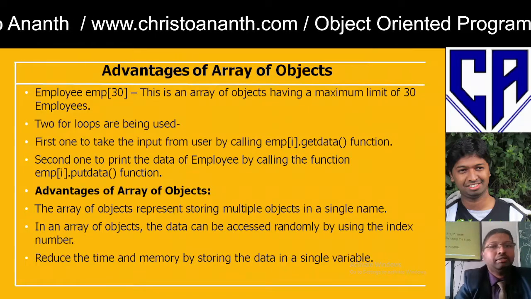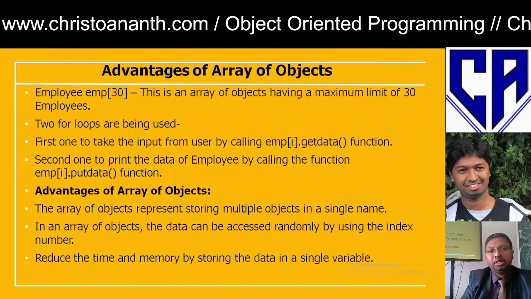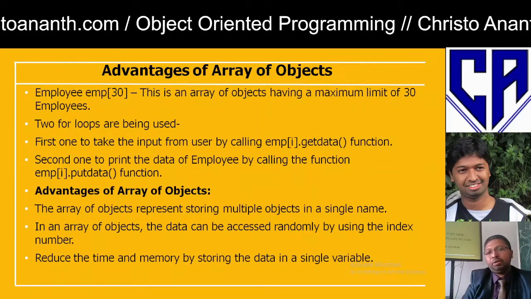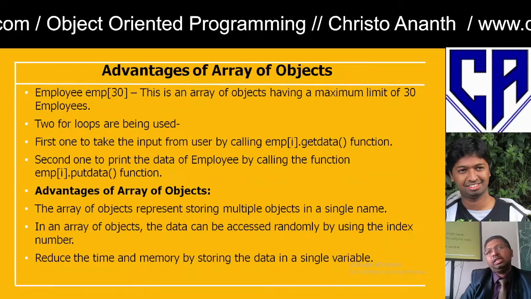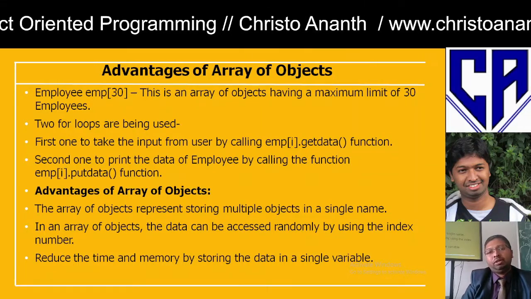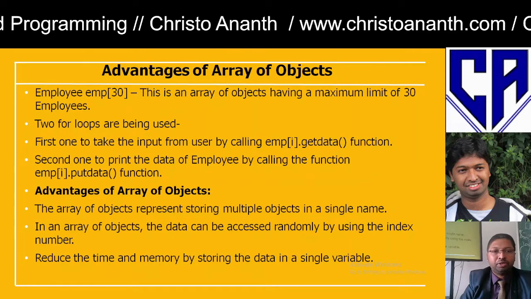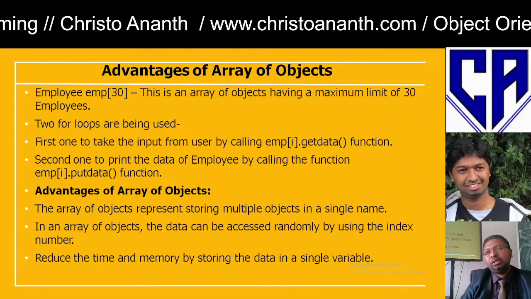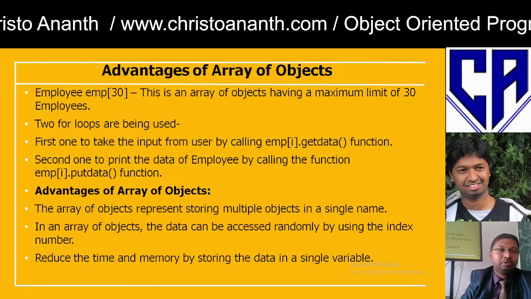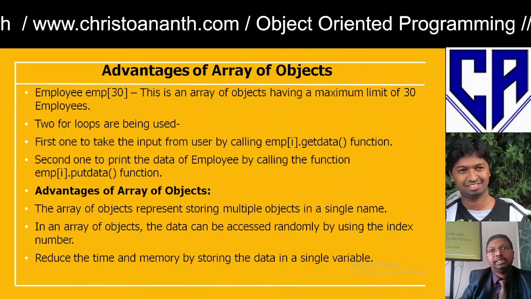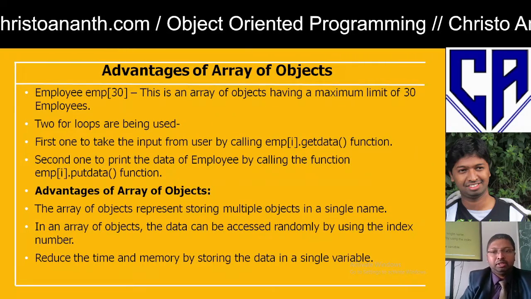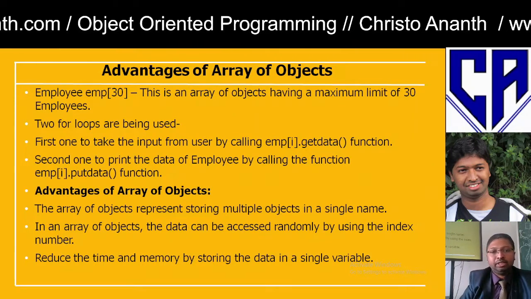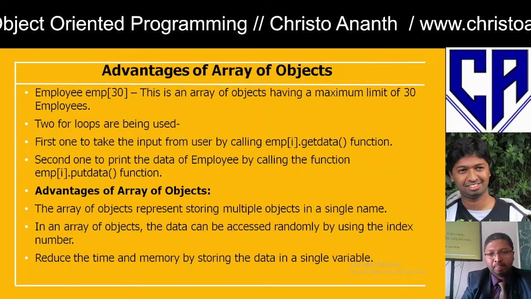And there are several advantages of this array of objects. Here you have employee emp of 30, which means the limit is 30. Whenever you have emp of 50, the limit is 50. Here we are using two for loops, the first one to get data and the second one to put data: emp i dot get data function, emp i dot put data function.